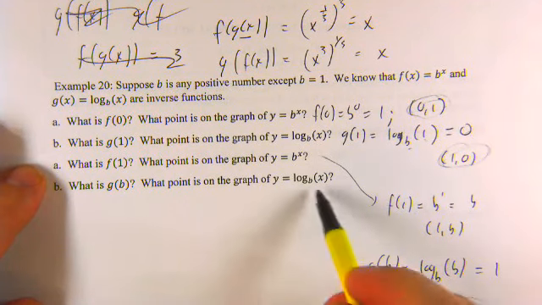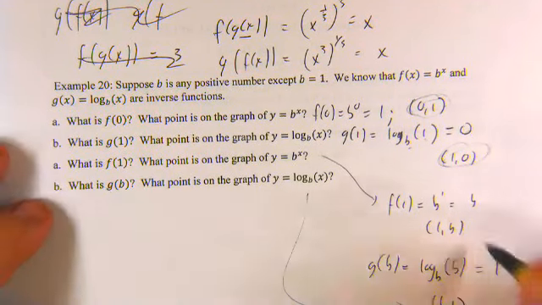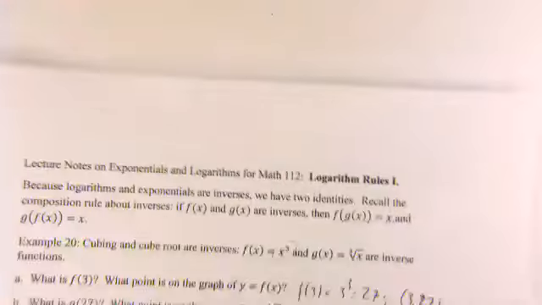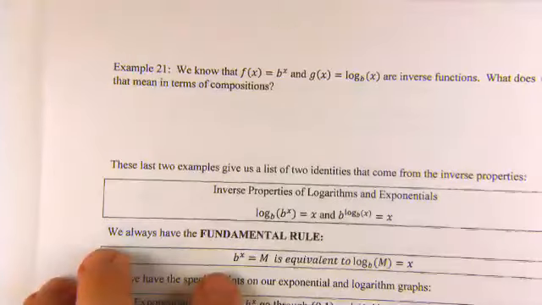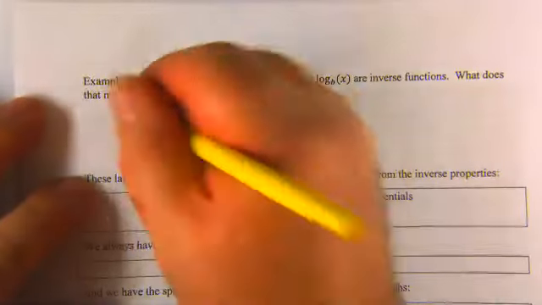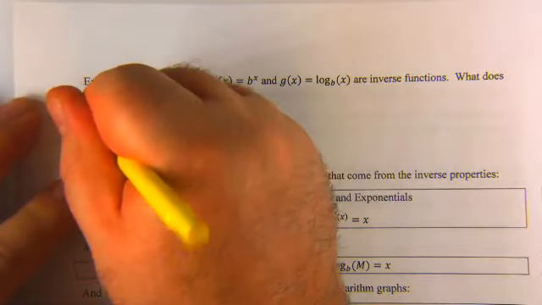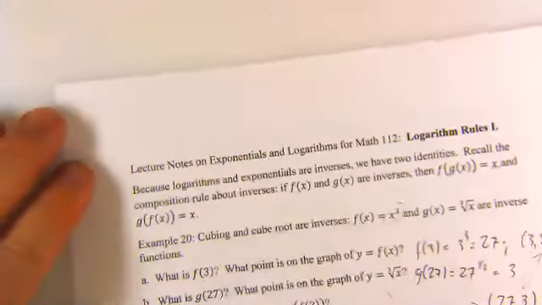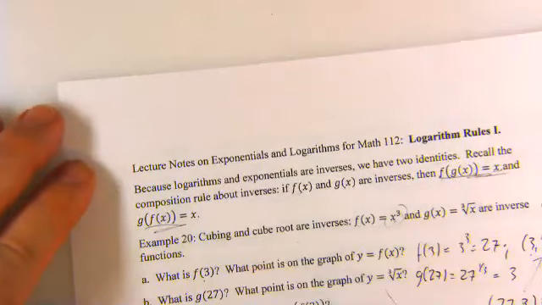So (b, 1) is on the graph of that log. And note, we're just flipping the x's and y's. So what does that mean in terms of compositions? Well, f of g of x equals x. That's the basic idea about inverses.